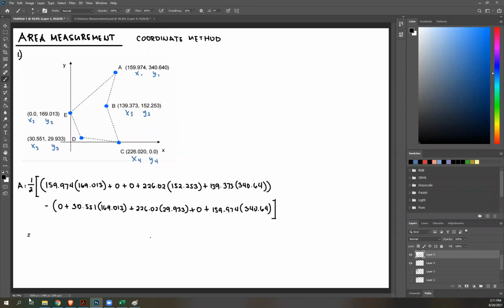Please compute for this. What's the answer? Okay, please double check. We could be incorrect here.